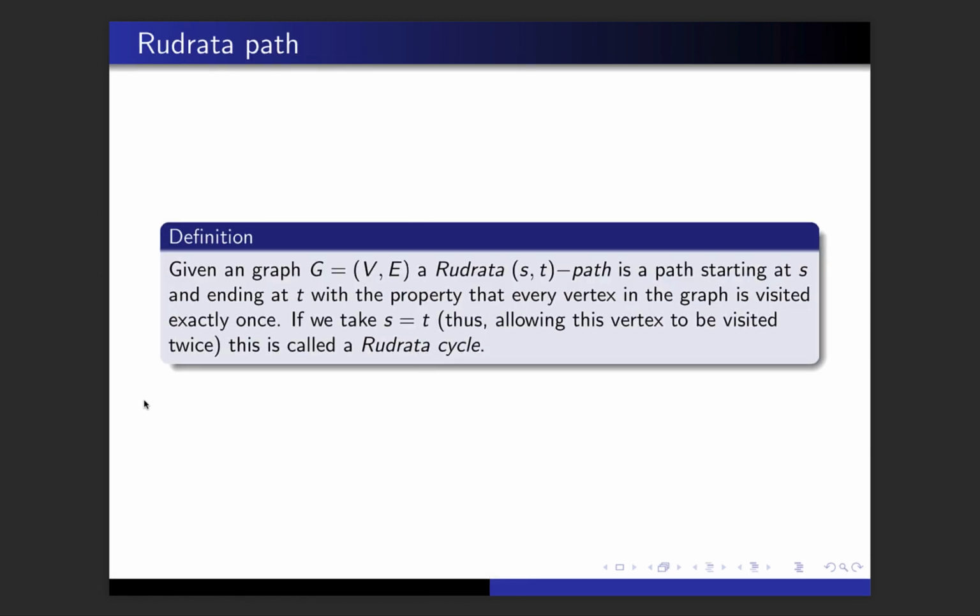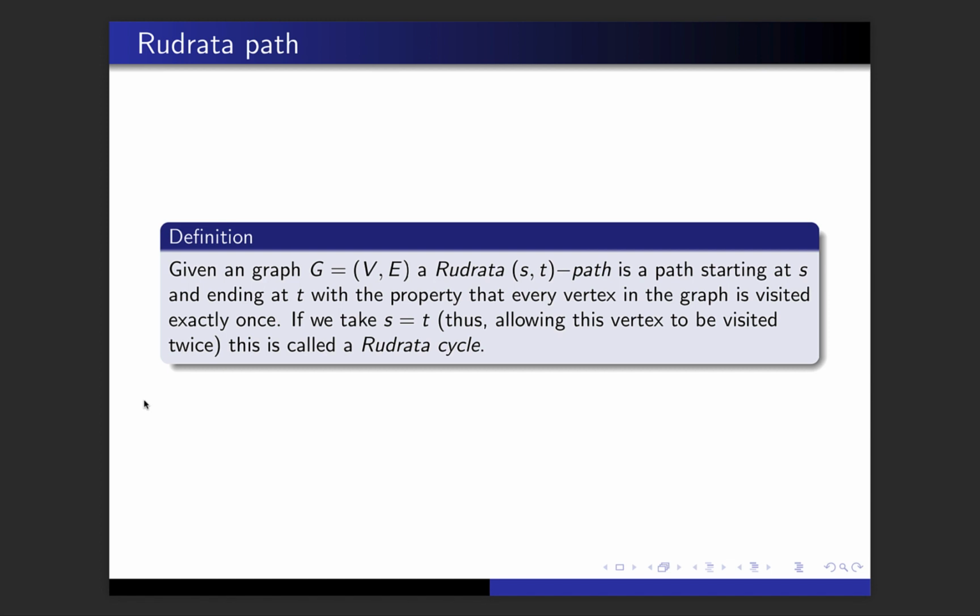What is the definition? The input is, again, a graph. It could be undirected or directed, doesn't really matter. And in this particular version, we are also given two vertices S and T. The goal is to find a path that starts at vertex S and ends at vertex T, with the extra property that every vertex in our graph is visited exactly once.